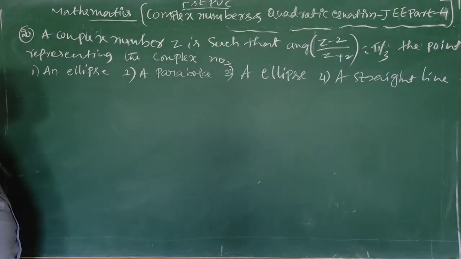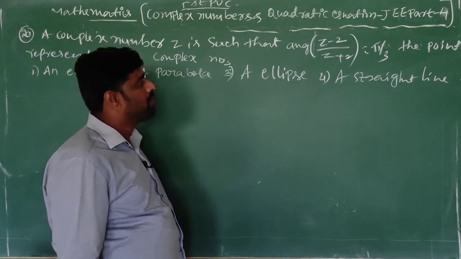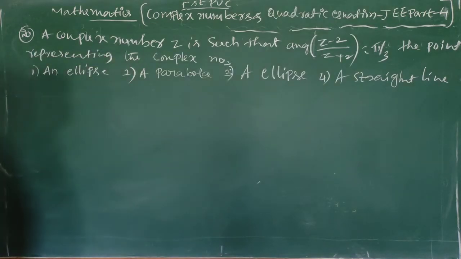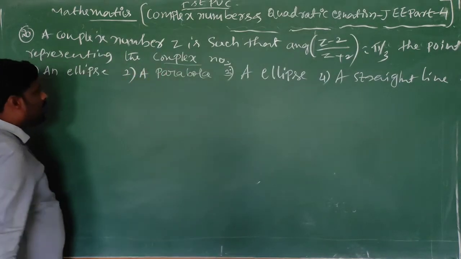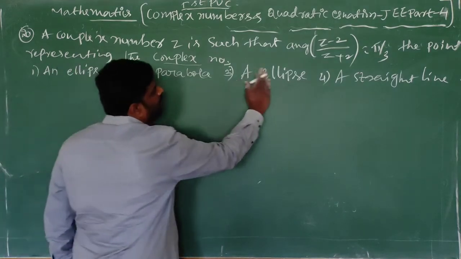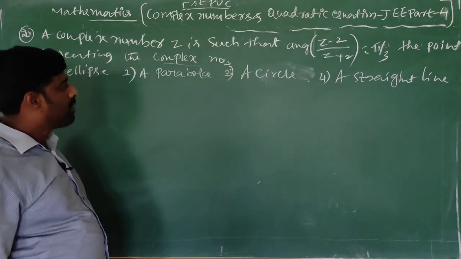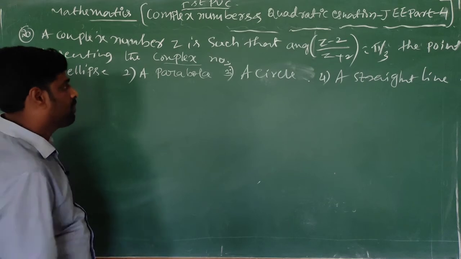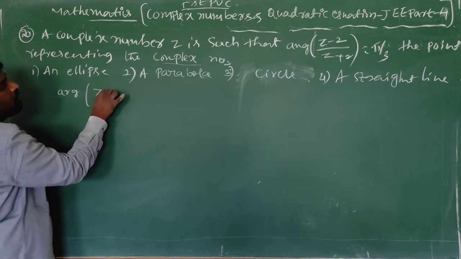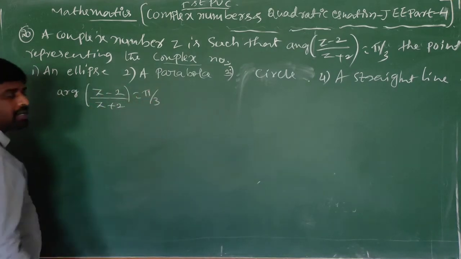So the next question is: a complex number z is such that the argument of (z minus 2) divided by (z plus 2) is equal to pi by 3. The points representing the complex number z lie on an ellipse, a parabola, a circle, a straight line. Okay. So now the argument of (z minus 2) divided by (z plus 2) is equal to pi by 3.